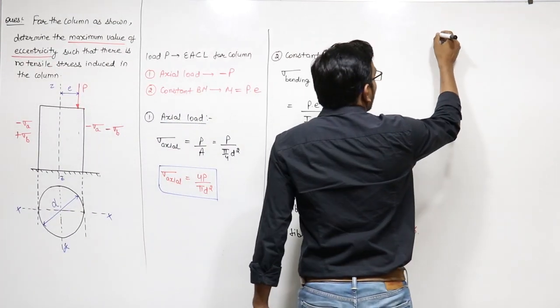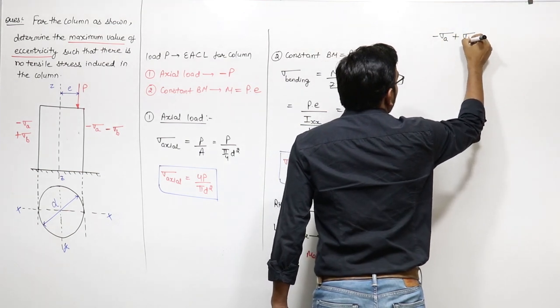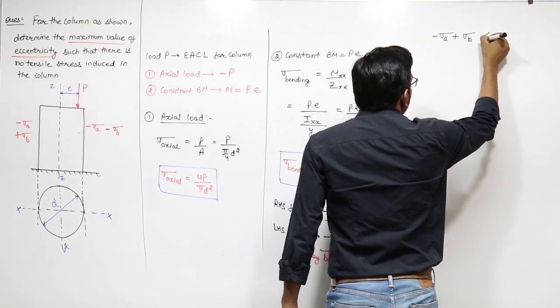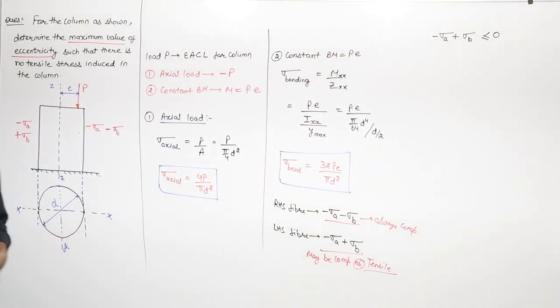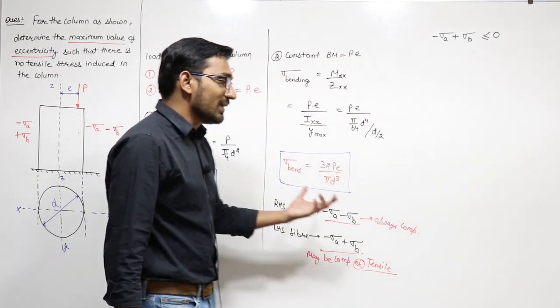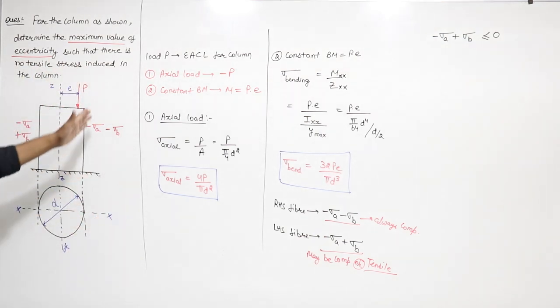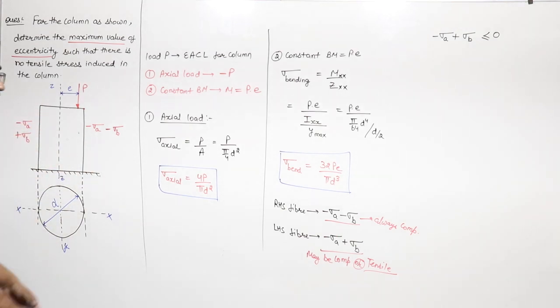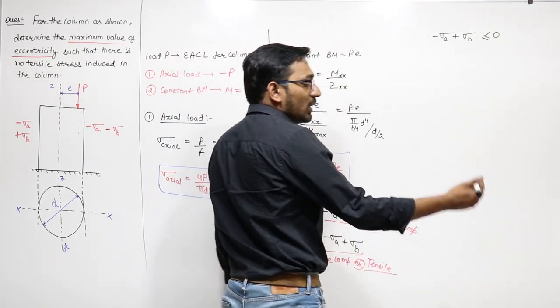So we can say that the value of minus sigma A plus sigma B should always be less than or equal to zero. We want this quantity should always be negative. Then only we can say that in this member, there is no case that there will be a tensile stress; at this point also compressive, and at this point also compressive.